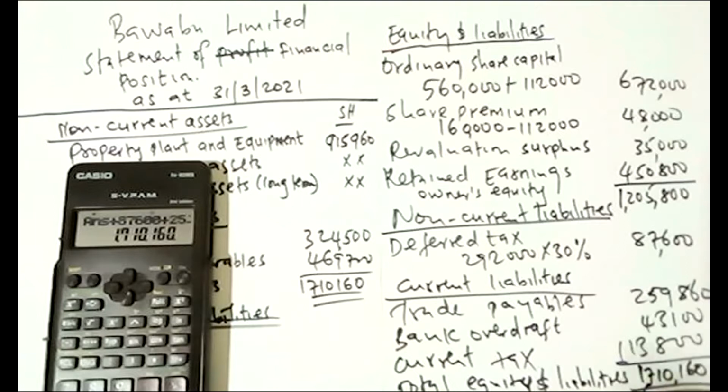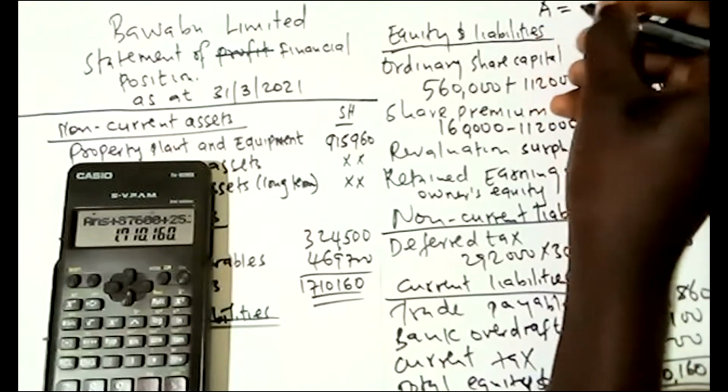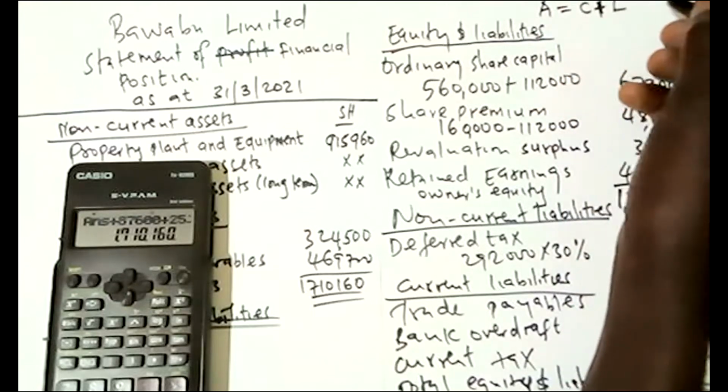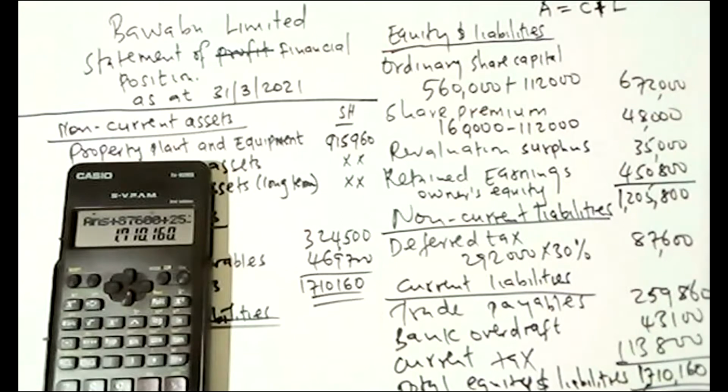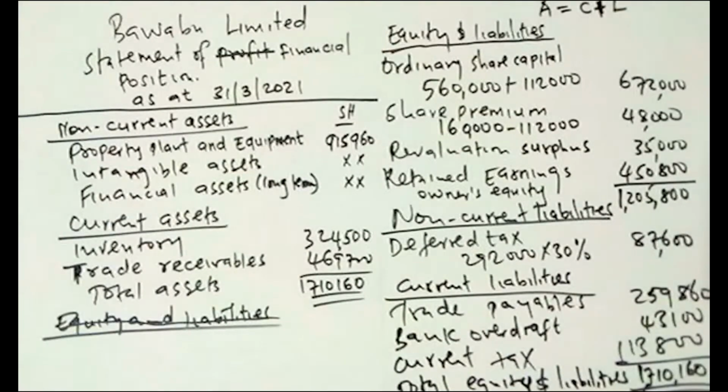We always balance the statement because, you know, the accounting equation is assets equals capital plus liabilities. Assets equals capital plus liabilities. And that is what we have done, and our statement is balancing.